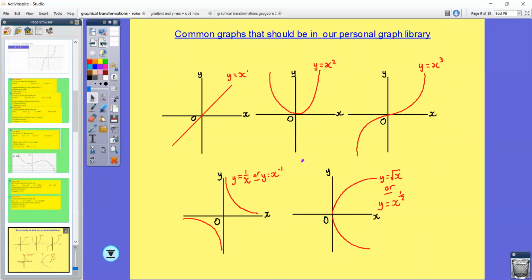These then, I remind them and ask them to copy down, and I don't like copying very much, but I think they need this library of what I call base graphs, because all quadratics can be drawn from that quadratic graph and so on. We can actually get sketches just by thinking about where to start. So it gives them somewhere to start with their graphical transformations.